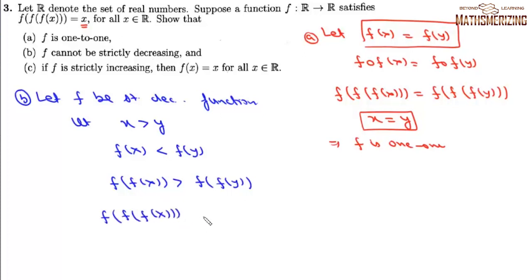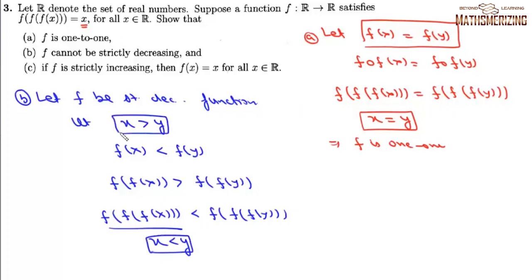So f of f(x) will be less than f of f(y). Now this is x and this is y. So from here we get this condition that x is less than y, which is a contradiction. That means this f cannot be a strictly decreasing function. Now we'll come to its third part. Now we are given that f is strictly increasing.